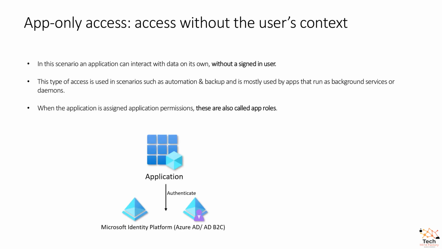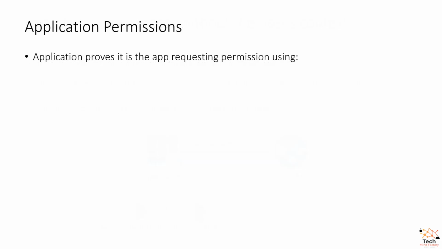Let's look at this simple diagram. So in this case, there is no user. The application authenticates directly to the Microsoft Identity Platform. So in this case, we use the client credentials flow typically. So client ID and client secret have to be provided to the Microsoft Identity Platform, or instead of using a secret, we can also use a certificate. But still, it's about the application identity. Once the application is authenticated, the application obtains an access token, and with this access token, the application can call a secure resource, so a web API in this context. So let's talk more about application permissions.